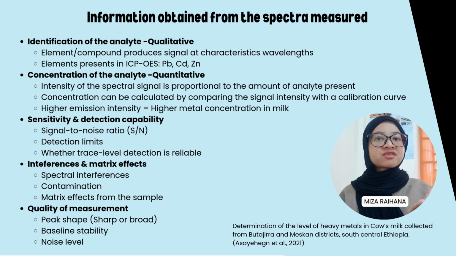Interference and matrix effects can also be seen by extra or overlapping peaks, which may indicate spectral interferences, contamination, and matrix effects from the sample. And finally, a spectrum shows the quality of a measurement from the peak shape, whether it is sharp or broad, from the baseline stability and the noise level. This indicates how reliable the measurement is.